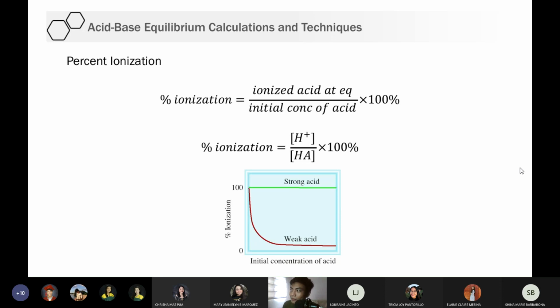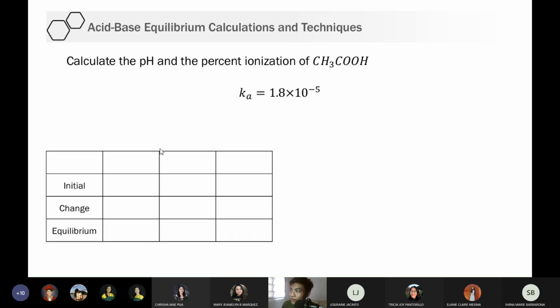So, ganun lang. So, let's try to answer this problem. So, we have this suka, acetic acid, CH3COOH. Let us determine the pH and the percent ionization of the suka. Ang problem ko lang dito is hindi ko nabigay yung concentration. Nakalimutan ko i-type. So, let's assume that the initial concentration of vinegar is 0.05 molar.